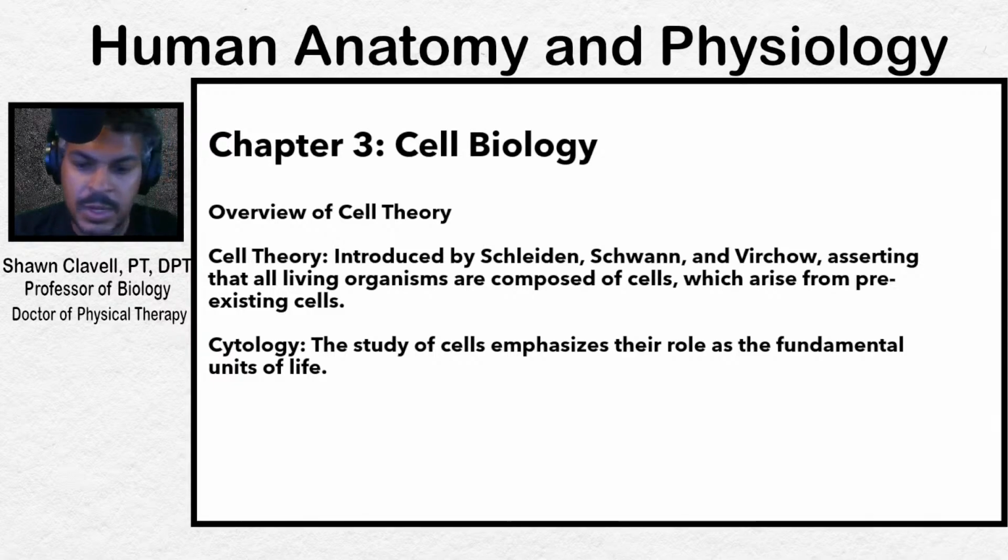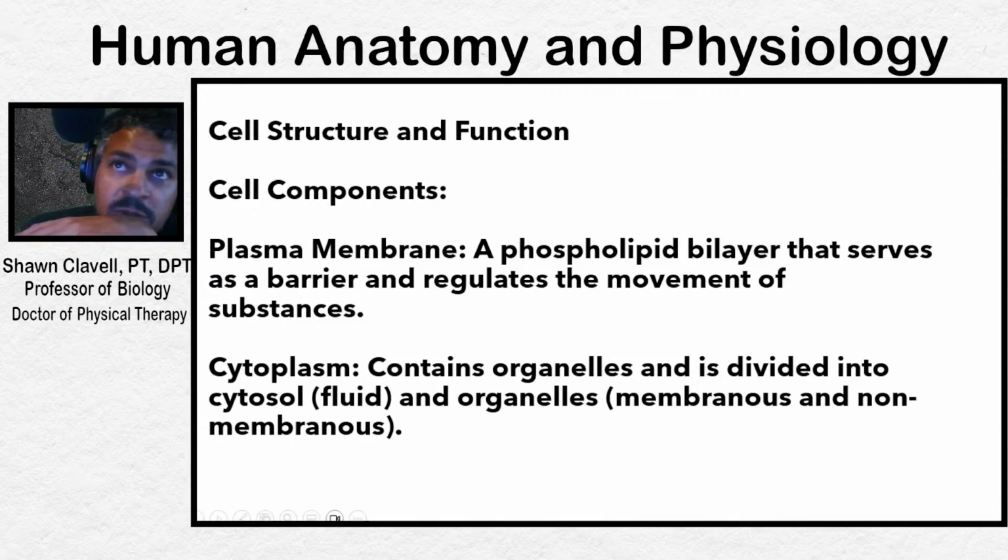And so that's what we're looking at here with this next slide. You've got the components of a cell. Whether it's the cell structure and function, that's what we're talking about here. The cell components, whether it's the plasma membrane, which is that phospholipid membrane bilayer that acts as a barrier and regulates the movement of substances, or the cytoplasm, which contains the organelles and is divided into the cytosol and the organelles. The organelles can be either membranous or non-membranous.